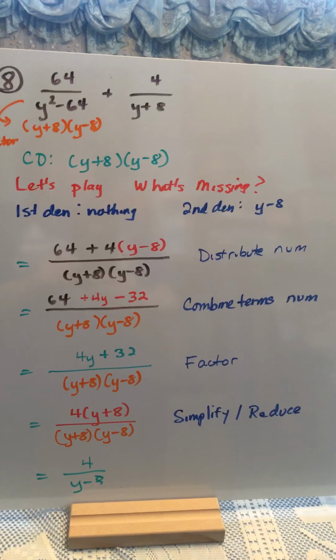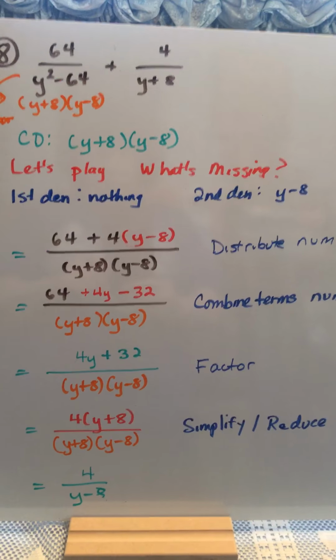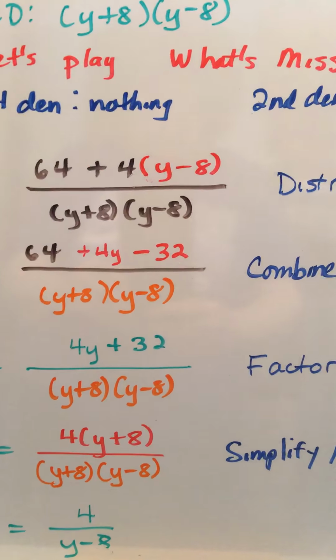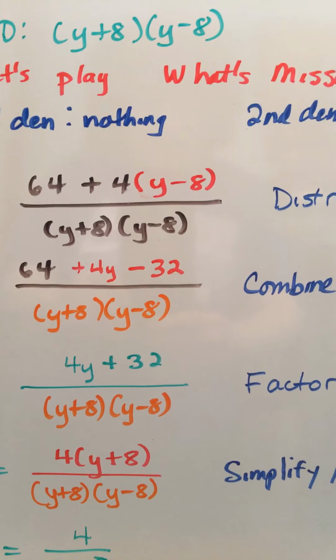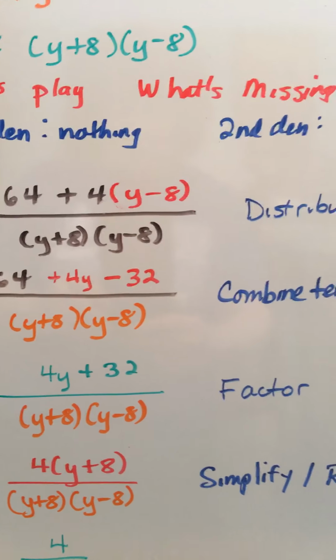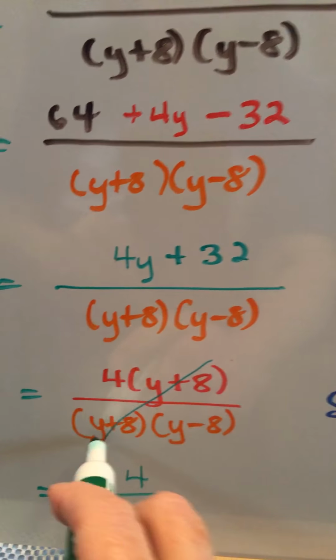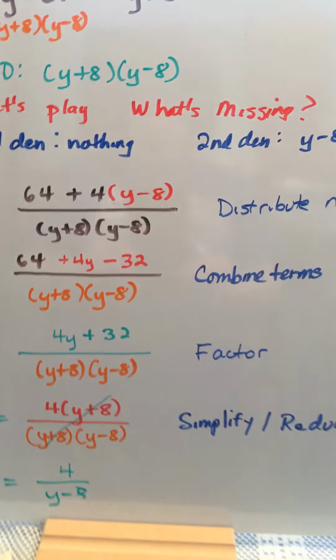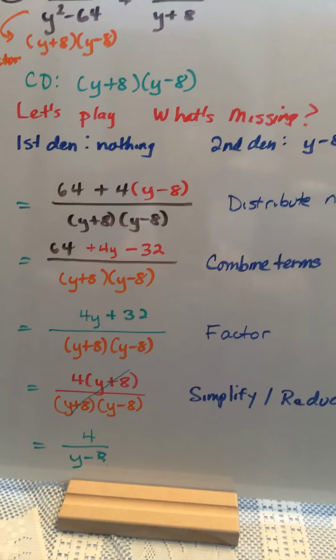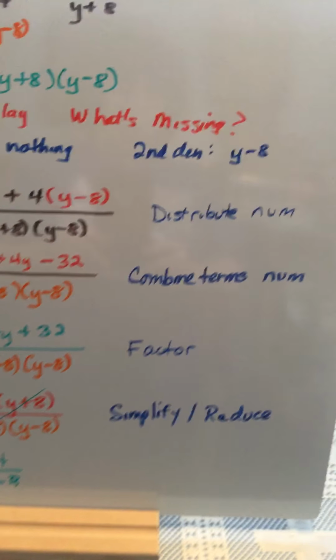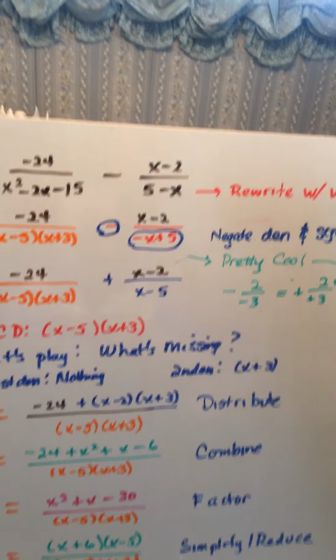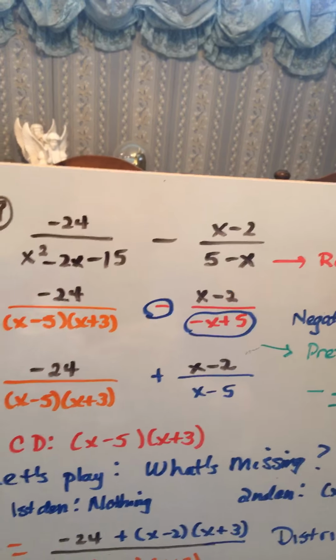I go ahead and combine 4y plus 32. But now I must factor. Do not forget to factor. I have 4 times y plus 8. And notice again, this will reduce. And so now I'm left with 4 over y minus 8. And we're done.